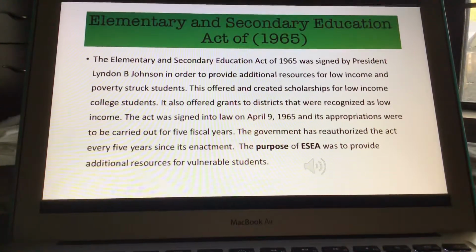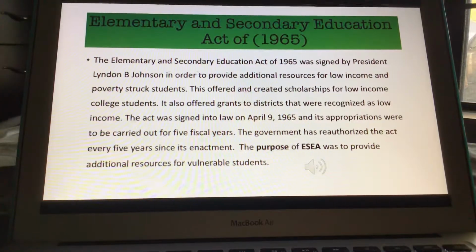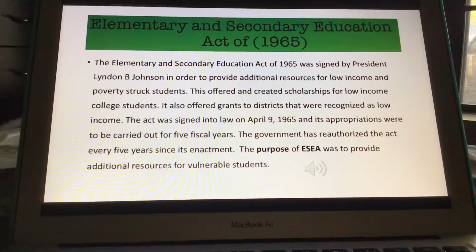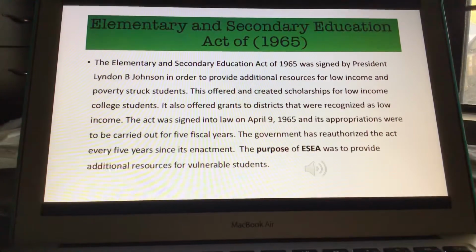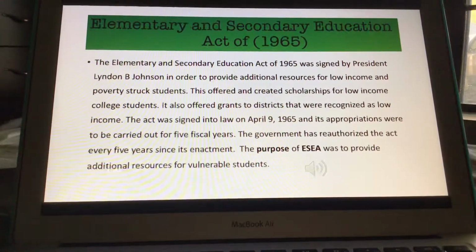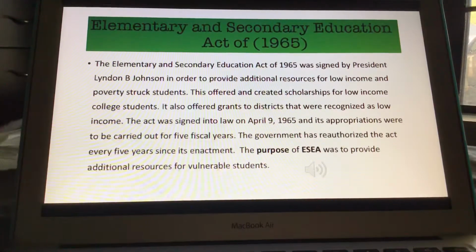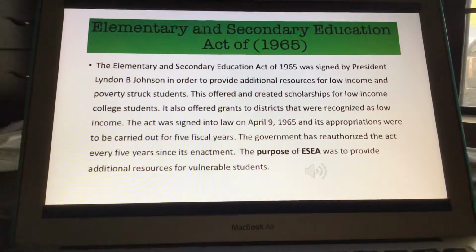Elementary and Secondary Education Act of 1965. The Elementary and Secondary Education Act of 1965 was signed by President Lyndon B. Johnson in order to provide additional resources for low-income and poverty-struck students. This offered and created scholarships for low-income college students. It also offered grants to districts that were recognized as low-income.